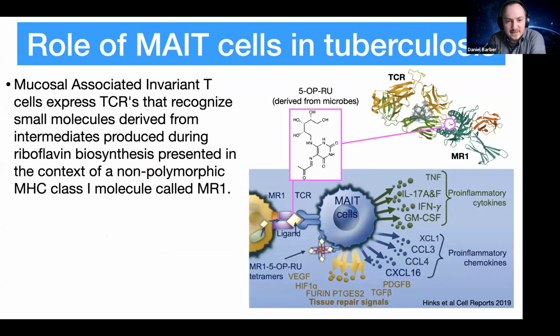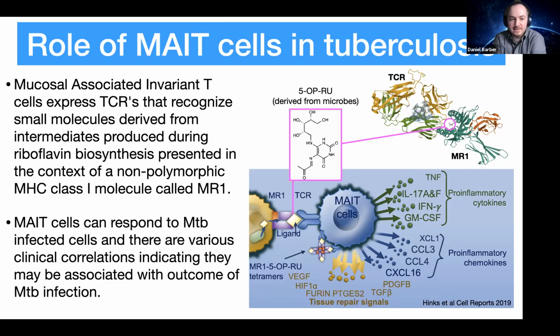Very briefly, MAIT cells are a population of invariant T cells that express a T cell receptor that recognizes small molecule intermediates that are produced by microbes during riboflavin biosynthesis. And it's presented in the context of an MHC1-like molecule called MR1 that is extremely non-polymorphic, a highly conserved molecule. So this is a really highly conserved pathway of recognizing non-peptidic antigens. And the idea is that the immune system is sensing bacterial or microbial metabolism.